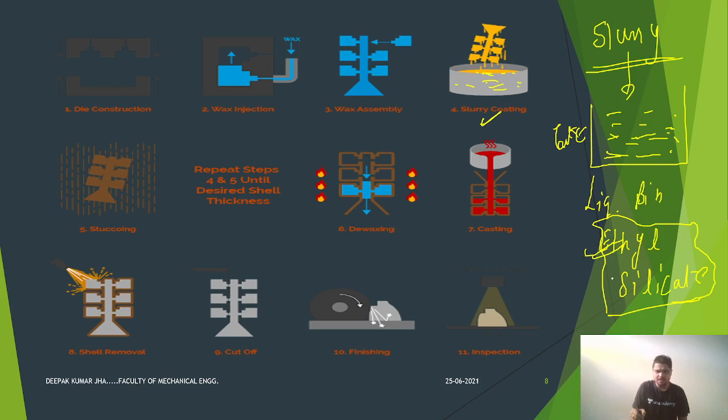So ethyl silicate is an important liquid binder which is used to produce this slurry, and this slurry contains basically 60 to 80% of an important resin binder also, apart from this liquid binder. And we'll be seeing this composition.